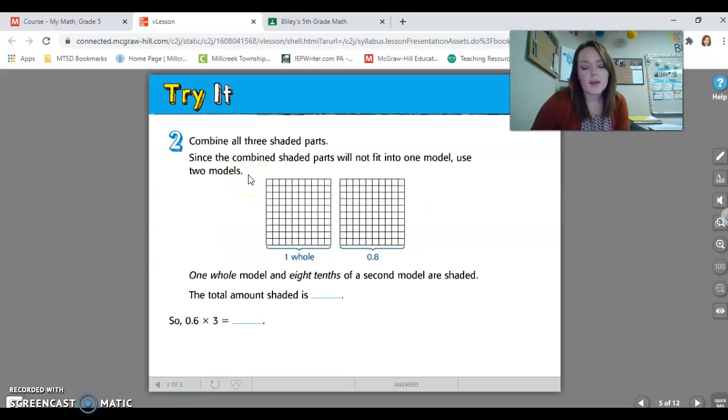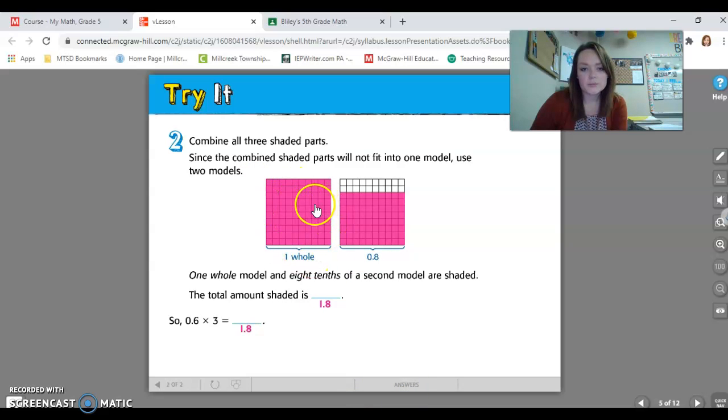Now we combine them. We can combine them by adding. We can combine them by drawing a hole like they did for this one. And when we add 6/10 3 times, we have 1 whole and 8/10 if we combine all of our base 10 blocks together. So 6/10 times 3 gives us 1.8.